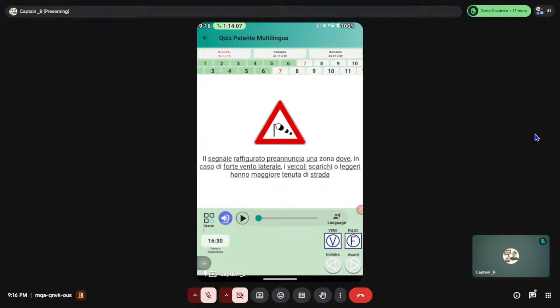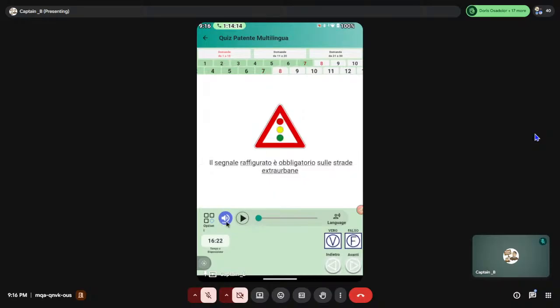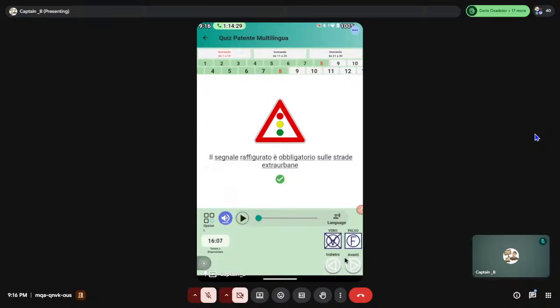No. Falso. Il segnale raffigurato è obbligatorio sulle strade extraurbane. Vero. Il segnale raffigurato preannuncia la possibilità di un improvviso e forte rumore dovuto ad aeroplani a bassa quota. Falso.